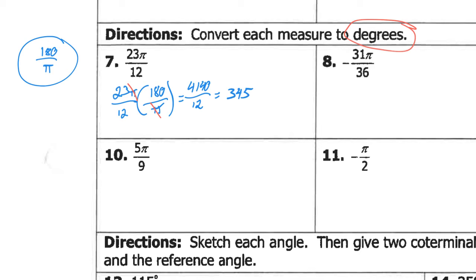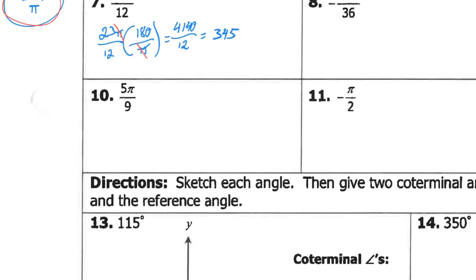Okay, same thing with all those. Multiply each one by pi over 180, or multiply each of those by 180 over pi, and then just simplify what you've got. Use the calculators to help you out with simplifying.